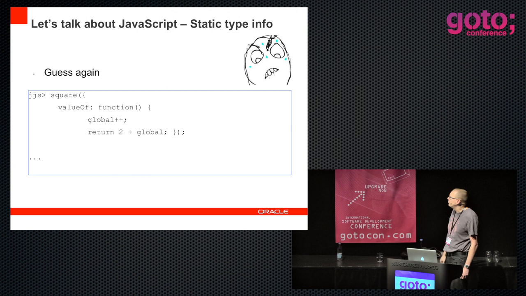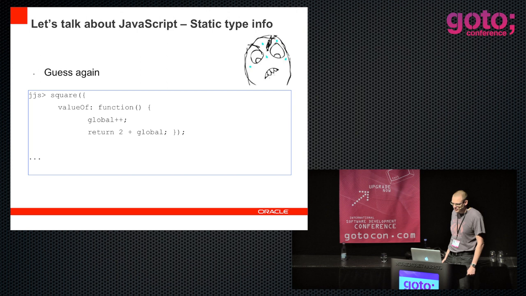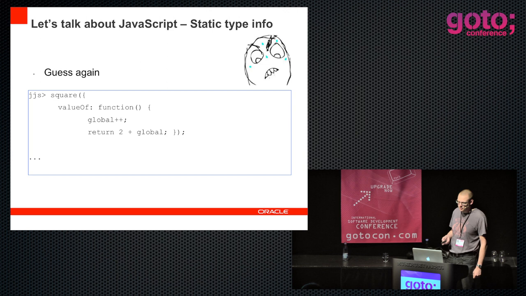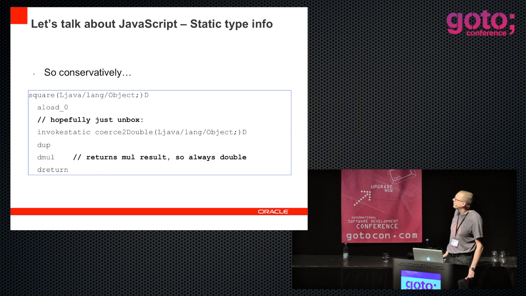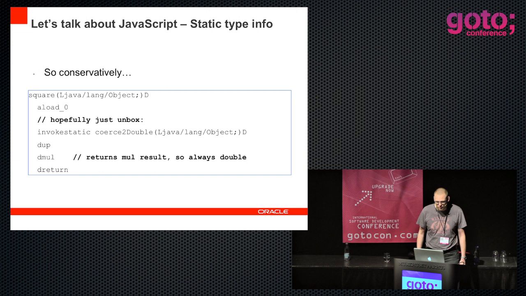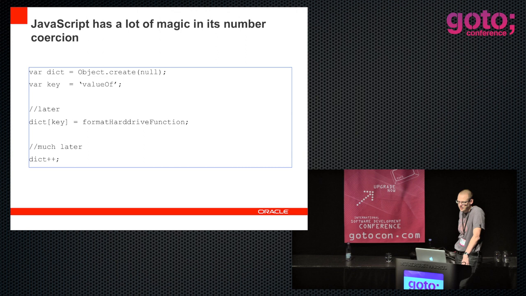And guess again, we can do this in JavaScript. We can say that whatever we send in is an object whose valueOf property I've overridden with a function that modifies a global state. So they can throw an exception, can do anything. When I do the coercion to double for the multiplication, I have to query x twice. First parameter, second parameter. So this conservative thing where I just dupe the coercion result has to turn into this. I basically have to load it twice, query it twice if it modifies a global state, do the multiplication and return. So you can see we're already starting to get significantly slower than what we think of as normal Java bytecode. There's a lot of magic in the number coercion in JavaScript.